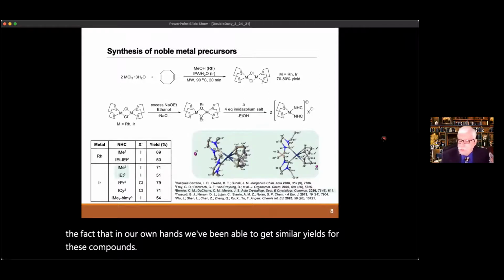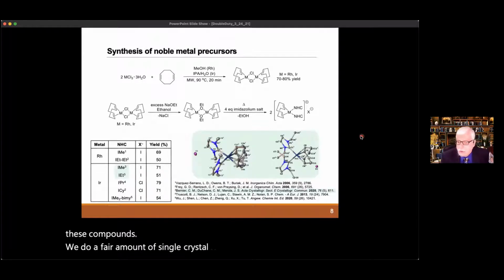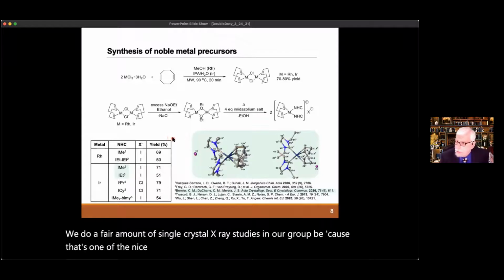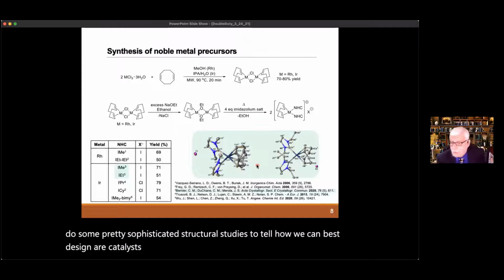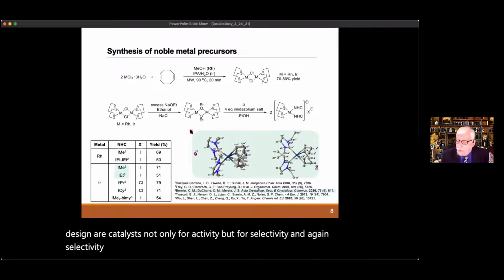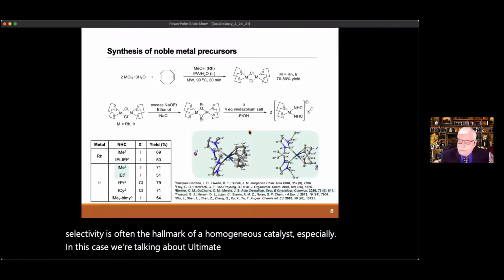We do a fair amount of single crystal X-ray studies in our group because that's one of the nice things about homogeneous chemistry, is that we can do some pretty sophisticated structural studies to tell how we can best design our catalysts, not only for activity, but for selectivity. And again, selectivity is often the hallmark of a homogeneous catalyst, especially in this case, where we are talking about ultimate application for fine chemicals or pharmaceuticals.